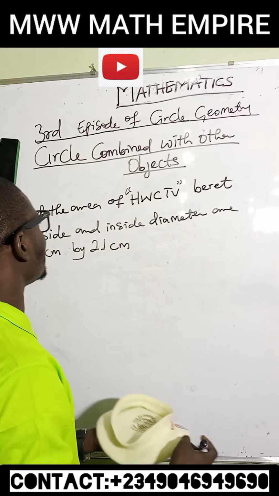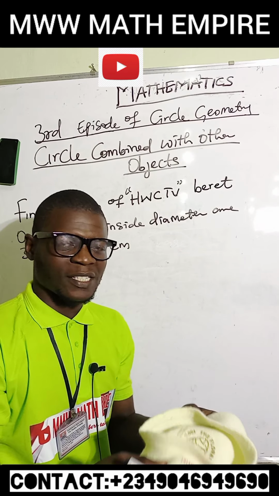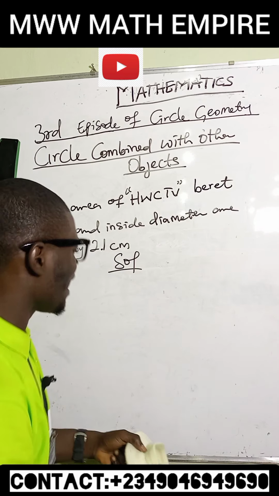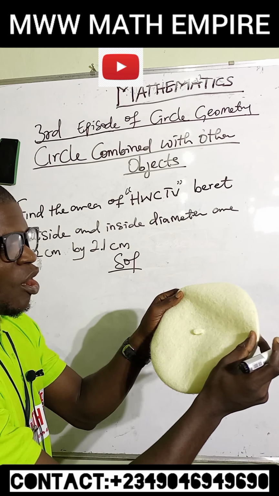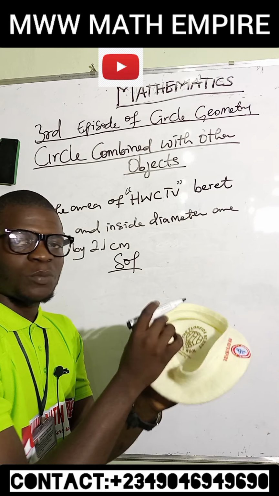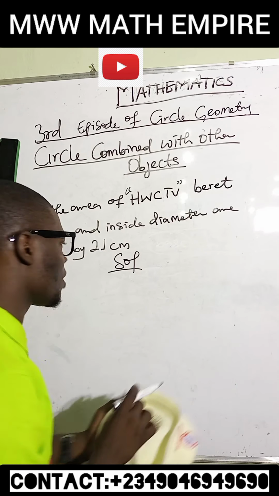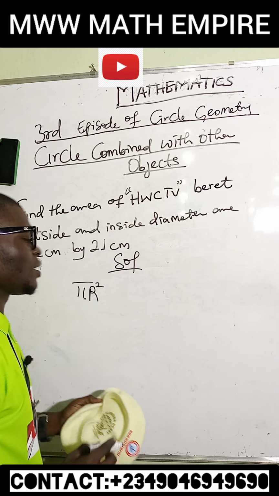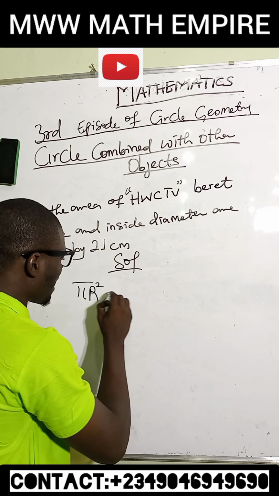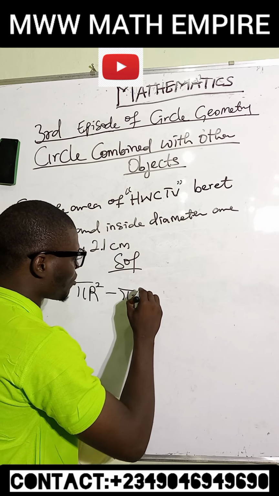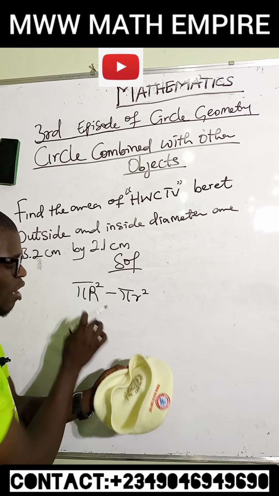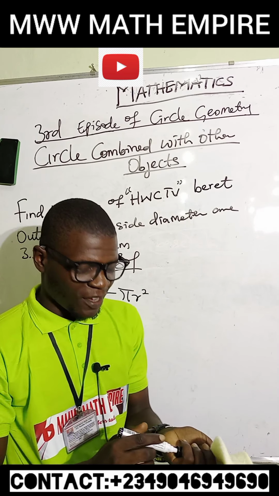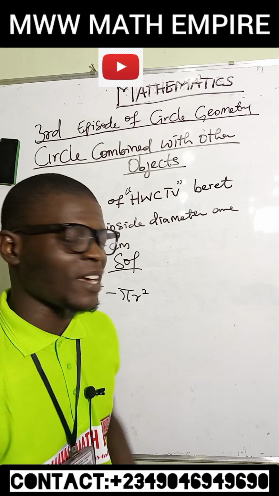So I want to find the area of this beret. And how am I going to do it? Simply, when I get the area of this bigger one and this smaller one, I subtract the smaller one from the bigger one. This is pi r squared as the area of a circle minus pi r squared. Now this is the area of the bigger one, while this one is the area of the smaller one. Do you copy? Remember when I said you copy, you tell me copy that.